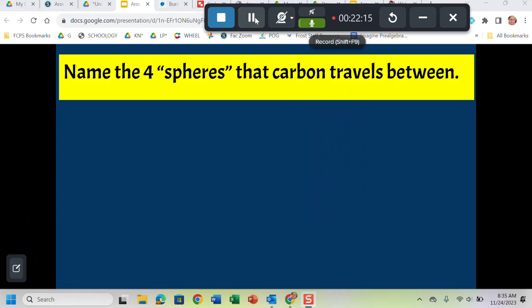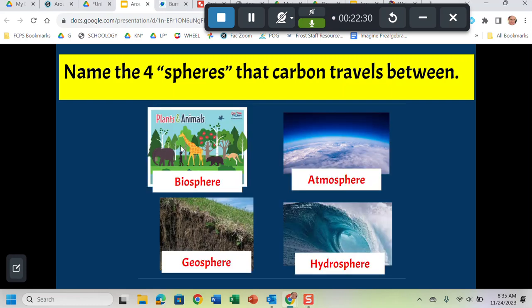All right, so before you do your exit ticket, if you want to take a quick look at the following slides, I'll go through them. The four spheres that we talk about having carbon travel between, there's going to be the biosphere where we have living things. Our atmosphere is the air and gases trapped against the planet, and our geosphere is going to be earth and soil and rocks and things. And our hydrosphere, of course, is going to be the water.